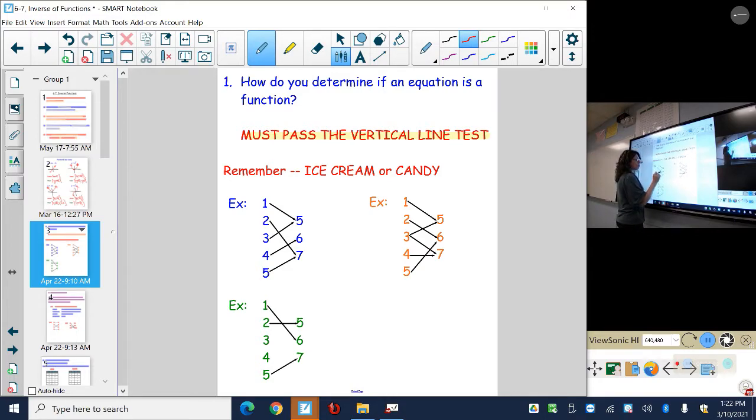1 chose 5, 2 chose 7, 3 chose 5, 4 chose 6, and 5 chose 7. Therefore, the x's did not repeat, so yes, this is a function. Over here, 1 chose 5, 2 chose 6, 3 is choosing 5 and 7, so therefore, no, this is not a function, meaning there is not an inverse, okay? Over here, 1 chose 6, 2 chose 5. Look, 3 and 4 did not choose, so no, this is not a function. So this is the review from whenever we did this in chapter 2, section 1.